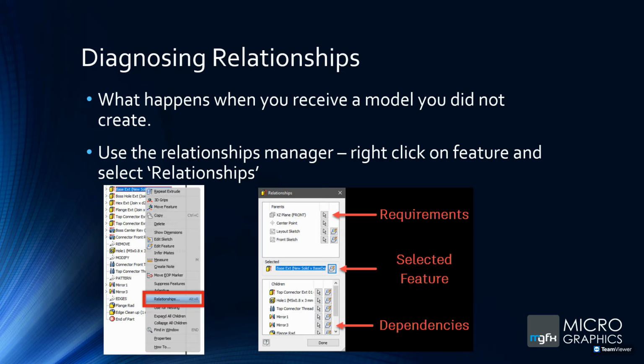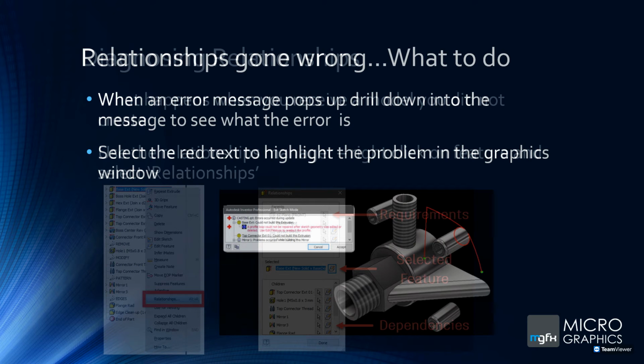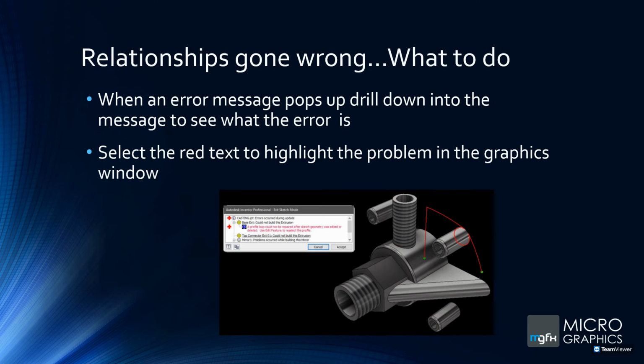So you can very quickly go and just see exactly what's going wrong, or what the part is about. Okay, the next one is, if something goes wrong, what do we do? The first thing that's probably going to happen is you try and change something, you don't understand the relationship, and an error message will pop up.